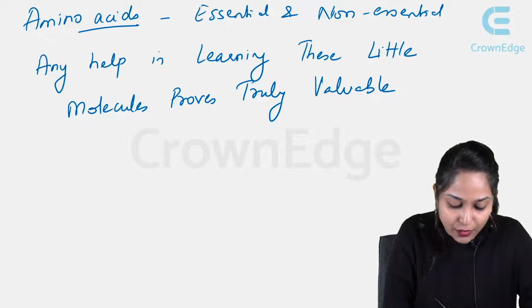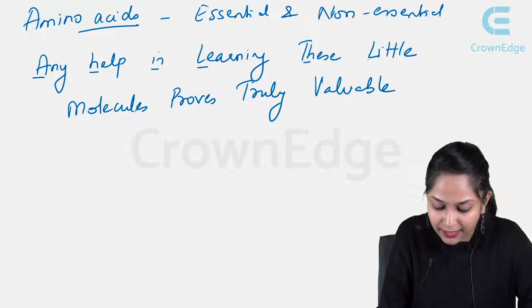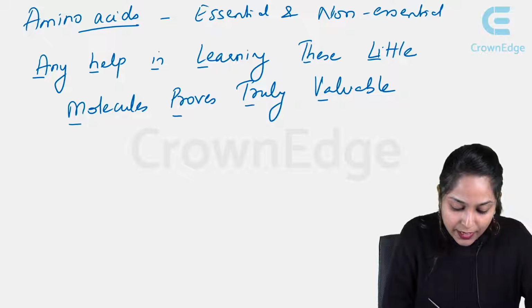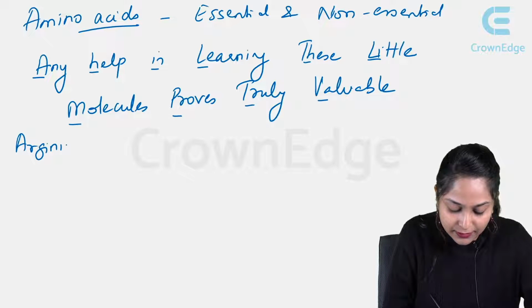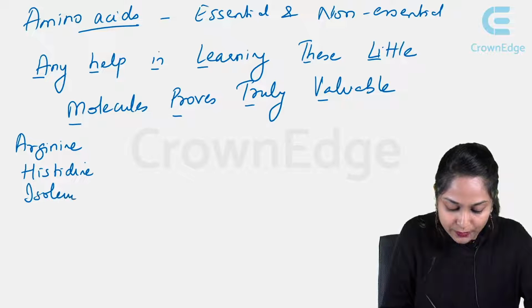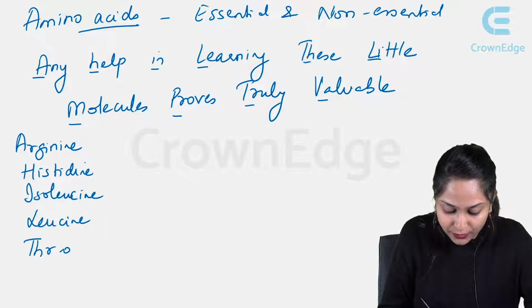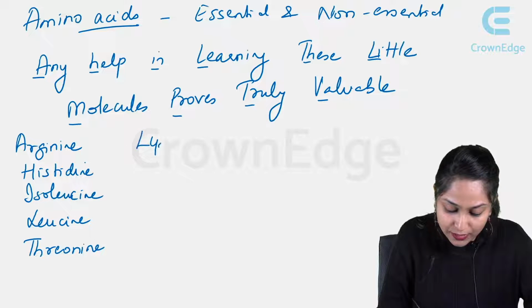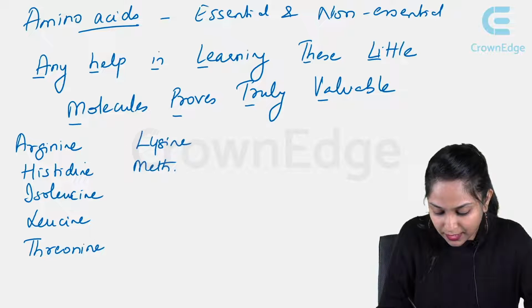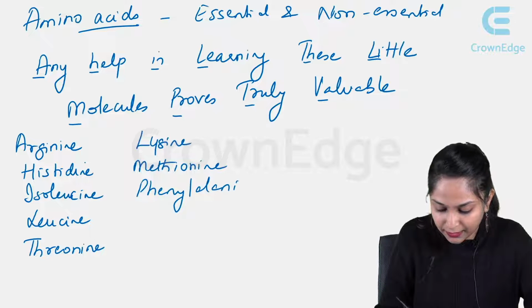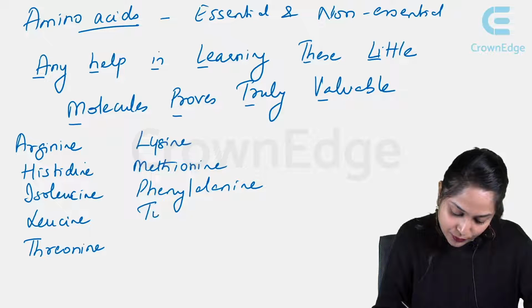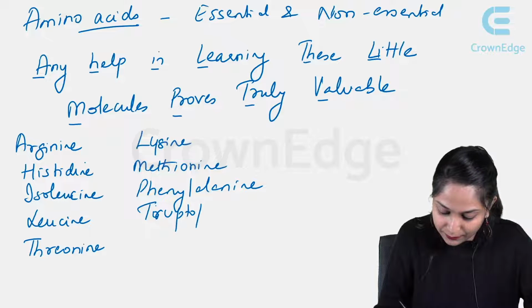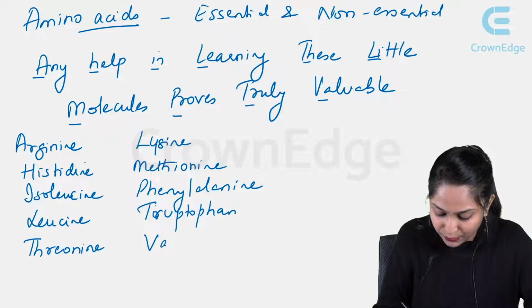Starting with the first letter of each word: A, H, I, L, T, L, M, P, T, V. So A stands for arginine, H stands for histidine, I stands for isoleucine, L stands for leucine, T stands for threonine, L stands for lysine, M is for methionine, P is phenylalanine, T is for tryptophan, and V is for valine.